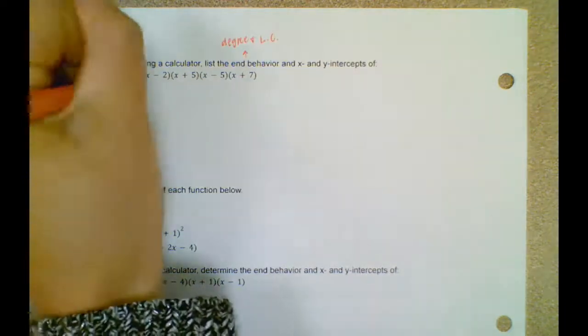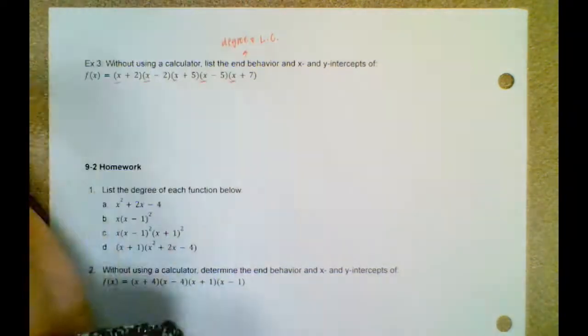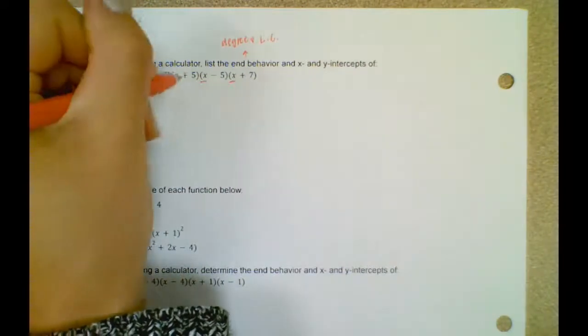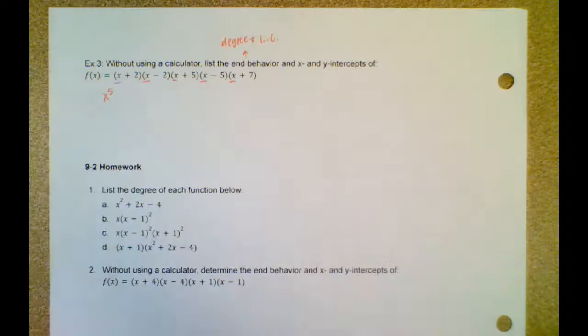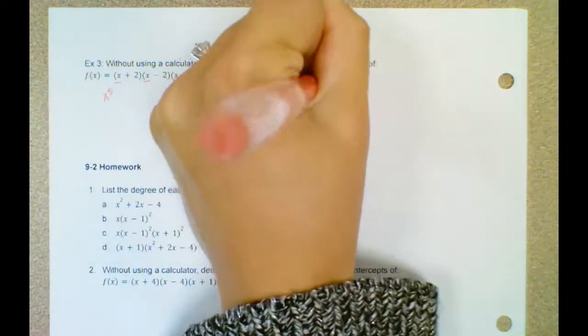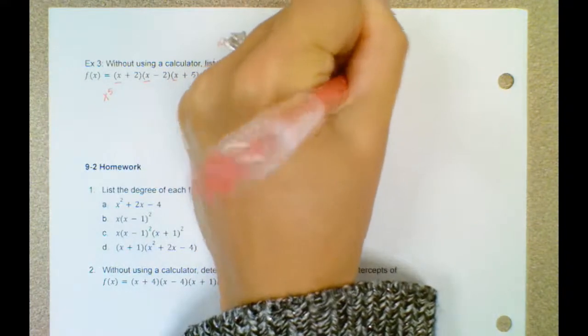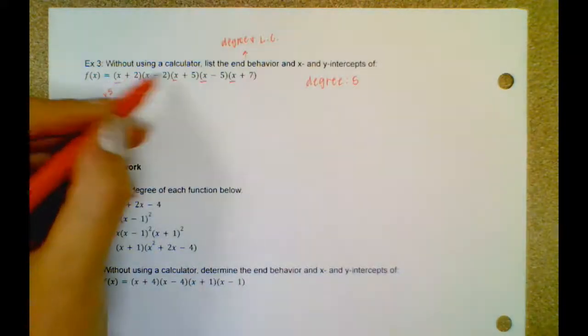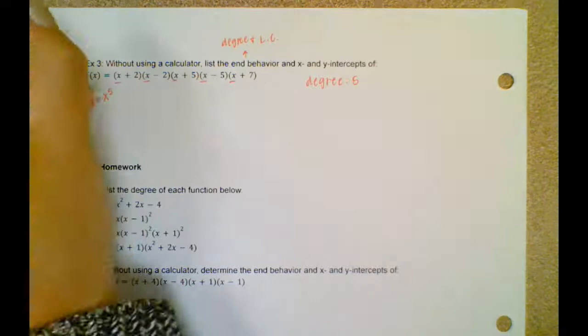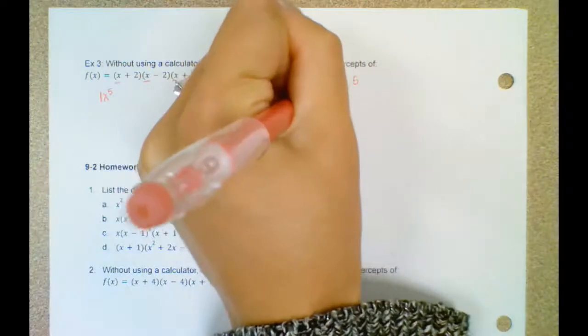So remember, if I just multiply this all out, okay, I'm going to get x to the 1, 2, 3, 4, 5. That's going to give me x to the 5th, right? So that means I have a degree of 5. And then my leading coefficient, there's no number in front of those x values, it's just a 1. So the leading coefficient would be 1.